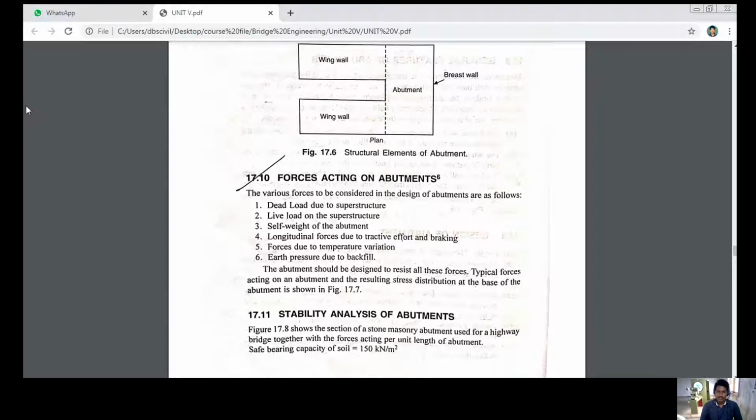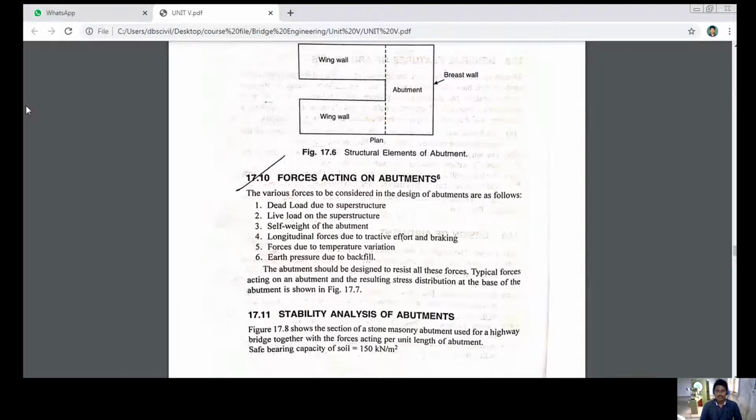Self weight of abutment. Okay, now let's come to the abutments part. The self weight of abutment. Self weight of abutment is nothing but the volume that is required to build up the abutment multiplied by their respective densities. On addition of all those, we get the self weight of the abutment.